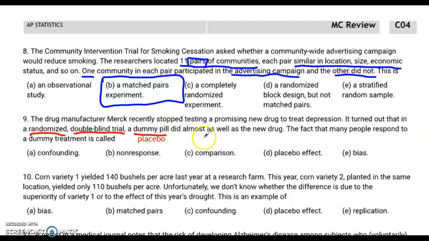That placebo is sort of like a sugar pill, something that doesn't have any drug or anything inside of it. The fact that many people respond to a dummy treatment, so they take the pill and believe they're going to get better, that's called the placebo effect.